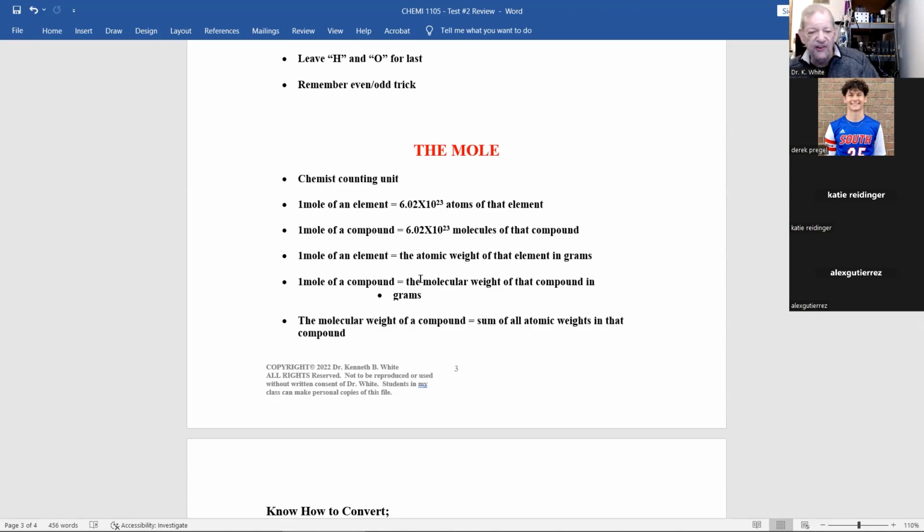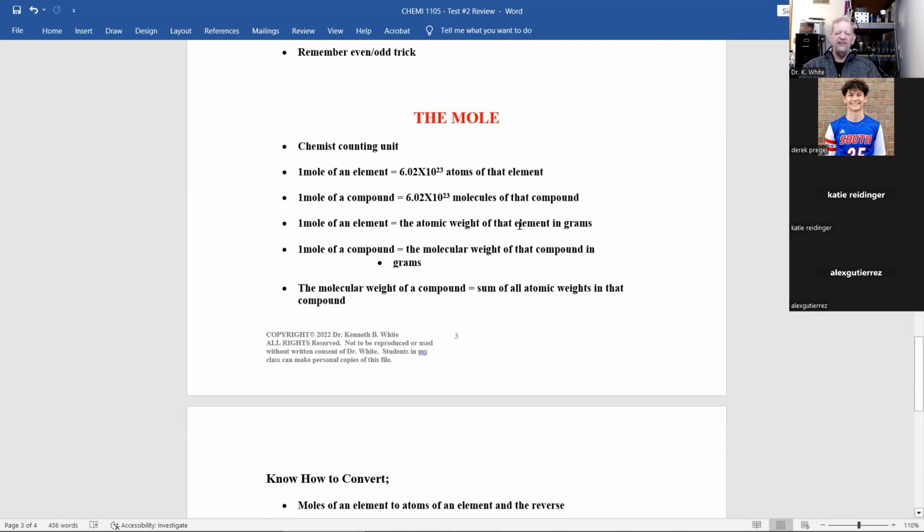Turns out, unfortunately, the actual 6.02 times 10 to the 23rd were discovered by 2 Germans whose names I don't remember. Most chemists don't. But 1 mole of an element equals Avogadro's number of atoms of that element. 1 mole of a compound equals Avogadro's number of molecules of that compound.